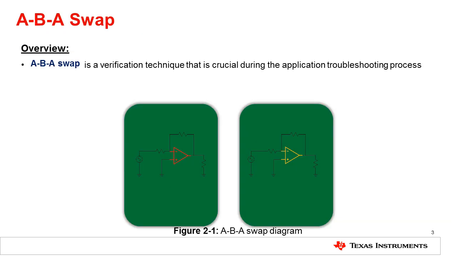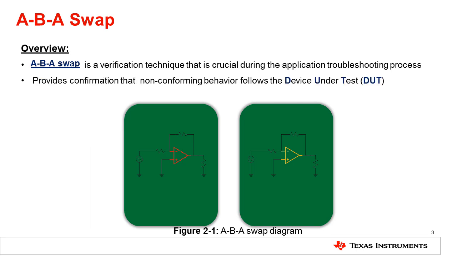The ABA swap is a critical troubleshooting technique highly recommended during the debugging process. The ABA swap helps to characterize how the application performs using various devices of the same model. In addition, the ABA swap technique verifies if the application failure characteristics follow the device under test. Device under test will be referred to as the DUT for the remainder of the presentation.